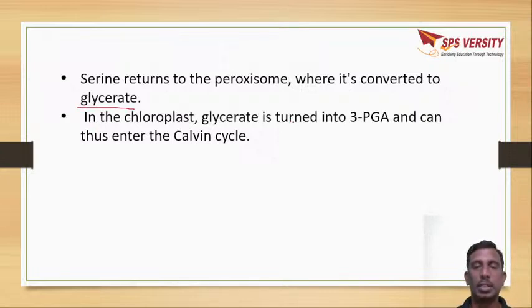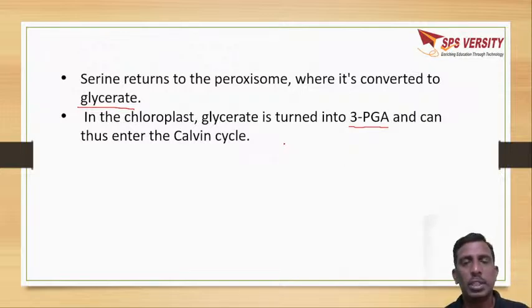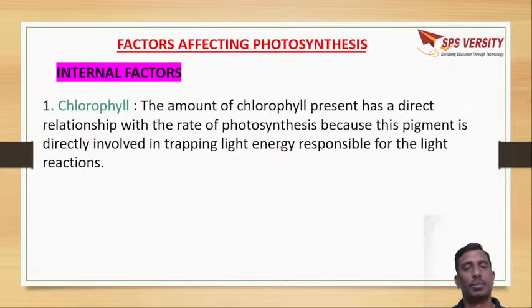Glycerate in the chloroplast becomes 3-phosphoglyceric acid, and this can again enter the Calvin cycle. Due to this, the fixed carbon is lost. This happens in C3 plants. Due to this, they are less efficient when compared with C4 plants. So till now we discussed the C3 cycle and C4 cycle.